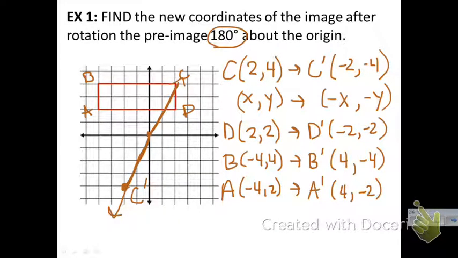Then we're going to go ahead and graph these points. So D is back 2, down 2. I'm sorry, that was wrong. Back 2, down 2 for D prime. B prime is over 4, down 4. And A prime is over 4, down 2. And that gives us this new shape here. And that would be if we rotated about the origin 180 degrees.